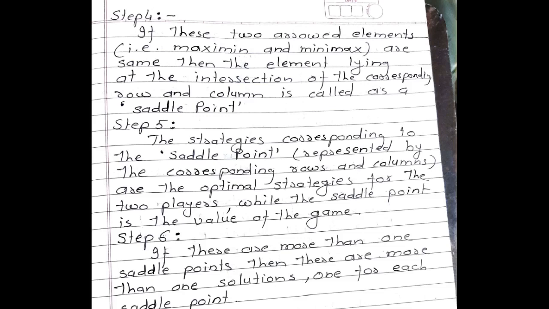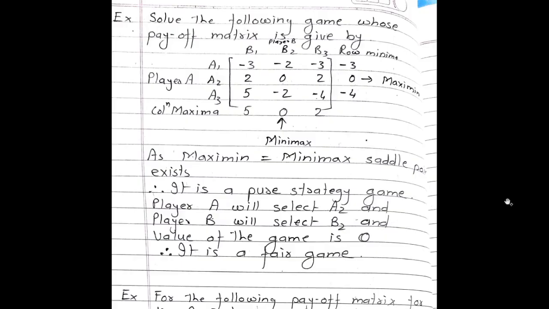Step 5. The strategies corresponding to the saddle point represented by the corresponding rows and columns are the optimal strategies for the two players, while the saddle point is the value of the game. Step 6. If there are more than one saddle points, then there are more than one solutions, one for each saddle point. So these are all the steps with the help of which we can solve a pure strategy game.